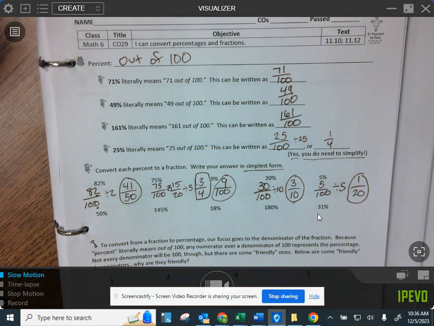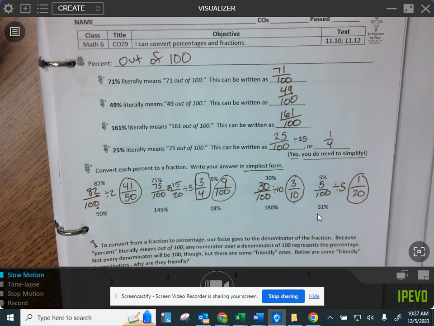Let's look at our next section. This time we want to convert from a fraction to a percentage. Our focus goes to the denominator of the fraction. What do we want it to be? Magic number. I should see every hand up. What is our magic number with percents? Oh my goodness. What is our magic number? Marina, what's our magic number?